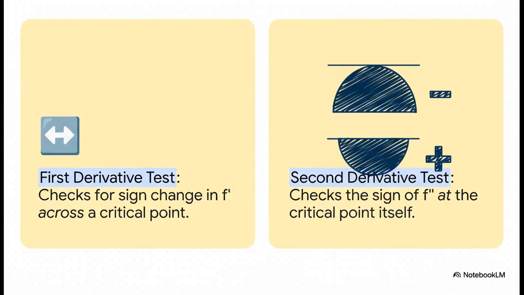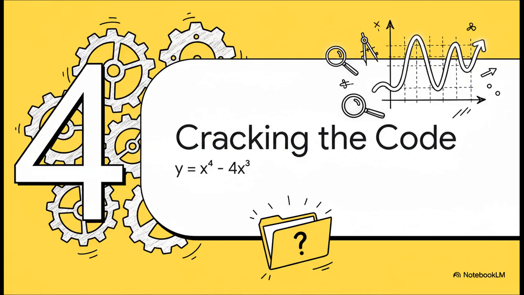But wait, there's more. We have another tool for this job, the second derivative test. Now, instead of looking at the direction around a critical point, this test checks the concavity right at the point itself. Just think about it for a second. If a point is flat, but the curve there is concave down like a dome, it has to be a maximum. And if it's flat but concave up like a cup, it must be a minimum. Pretty clever, huh?